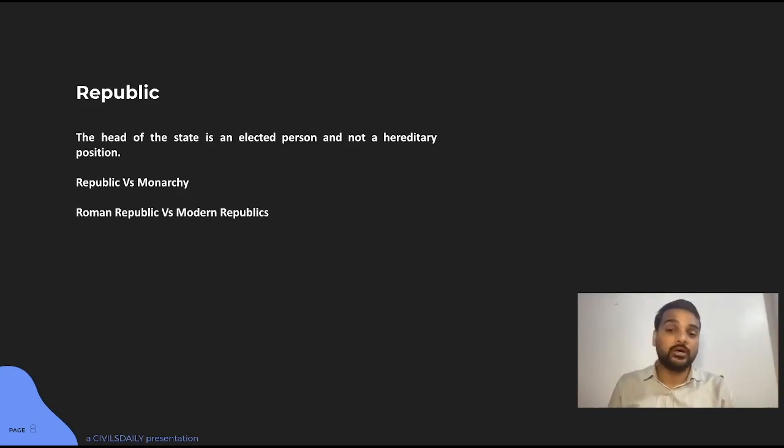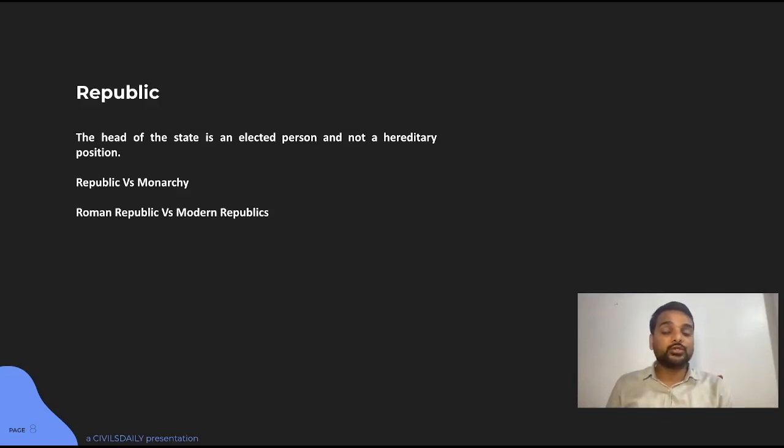The UK is not a republic, though it is a democracy. Rulers are elected, but ultimately the power is said to be in the king or the queen. But in India, it is a republic, and power is not in the hand of a hereditary person. It is in the hand of an elected person, that is the president. So this is the basic difference between monarchy and republic: where the power lies.